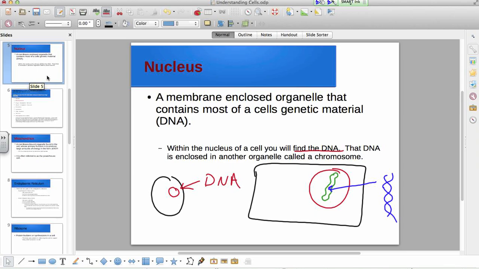Okay, so what we're talking about is the nucleus. So this is the nucleus. Now, again, I want you to find a diagram of the nucleus, and then paste that nucleus onto this slide.